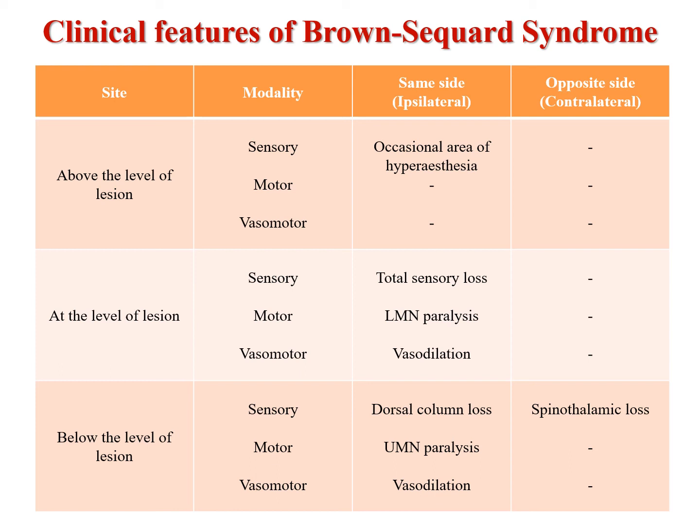Below the level, I have already said. On the ipsilateral side, there will be loss of dorsal column sensations, upper motor neuron type of paralysis and vasodilation, while on the contralateral side, there will only be loss of spinothalamic sensations like pain and temperature, while there will be no motor affliction or vasomotor affliction.